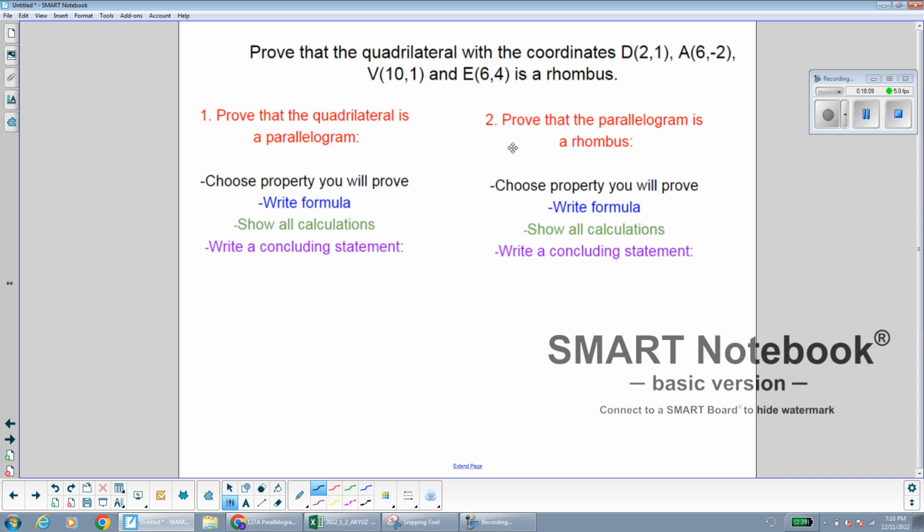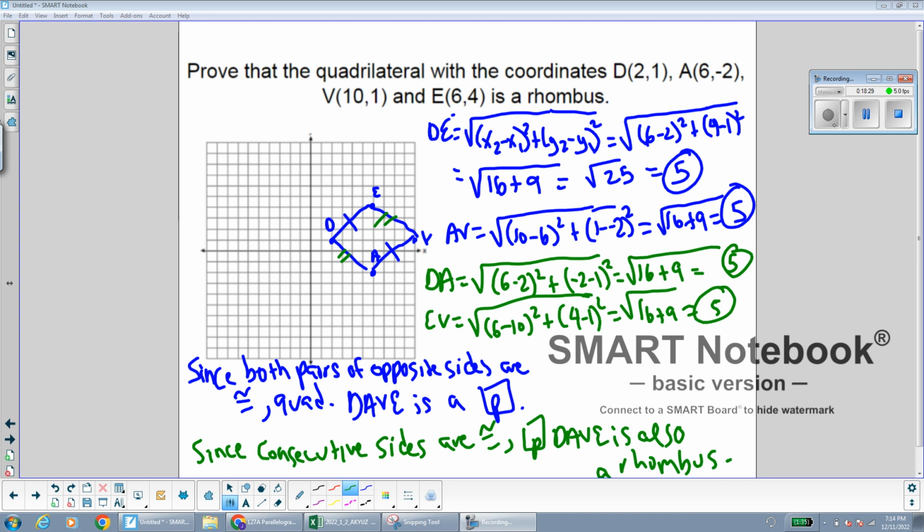I'm going to pause the video and I'm going to show you one way to do it. I'm going to use a different property of parallelograms than I did before with the rectangles. With the rectangles, I did the midpoint formula of the diagonals to show that the diagonals bisect each other. I'll use a different property so you can see another one done for this one. Here is one way of doing it.